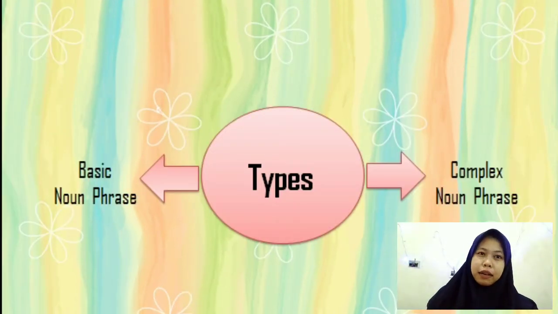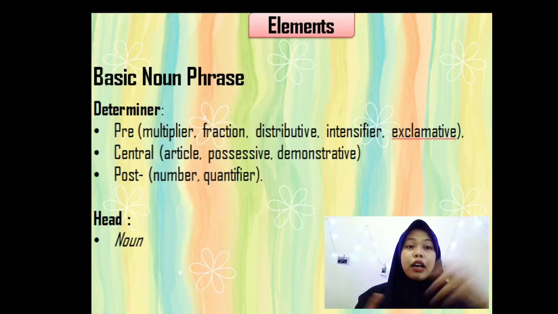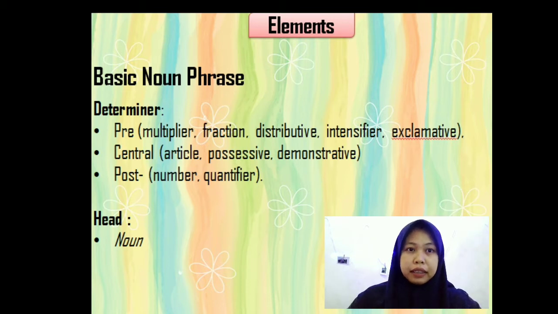And the next is about the types of noun phrase. There are two types of noun phrase. The first is basic noun phrase and the second is complex noun phrase. To make you easier to understand about the types of noun phrase, I would like to tell you about the elements itself. For the basic noun phrase, there are two elements, determiner and also the head.